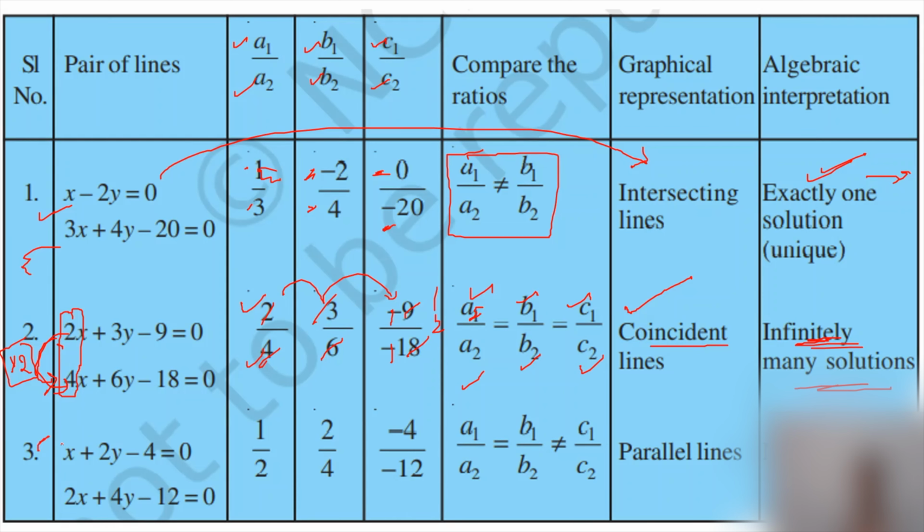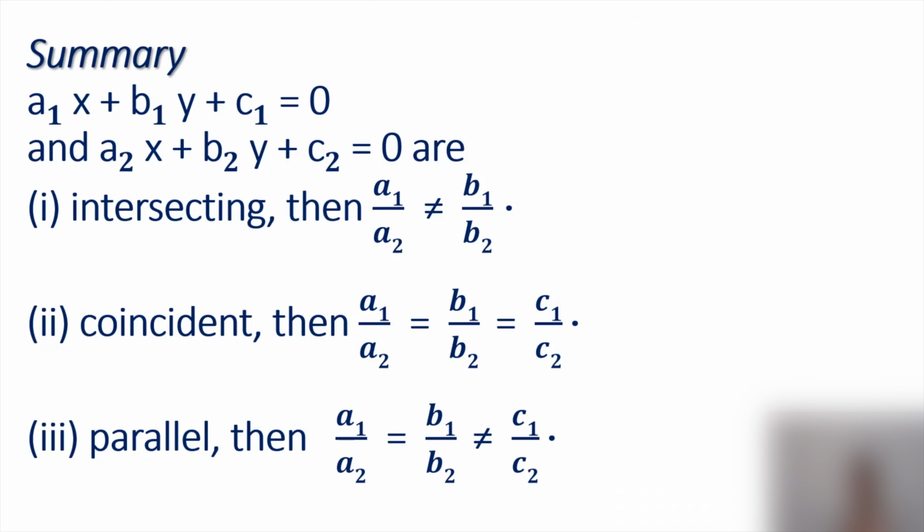Now the third example. Here we can see the coefficient of x is 1 and 2, 1 by 2, and here 2 by 4, that is also 1 by 2, and if we observe these, we will get 1 by 3. Here we can see that a1 upon a2 is equal to b1 upon b2 but not equal to c1 upon c2. They are ready to listen to each other, but the third one is not ready to listen, so therefore these are parallel. If they do not listen to each other, they don't want to compromise, they will not get any solution. No solution. They are just going on their own paths, therefore no common solution would be there.